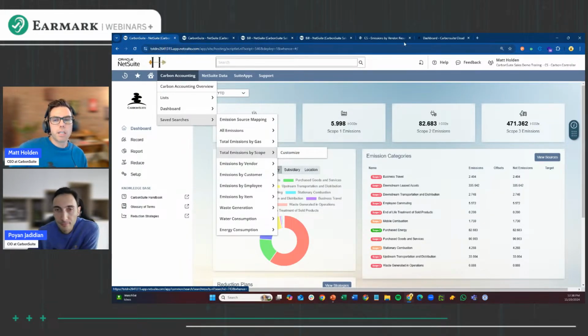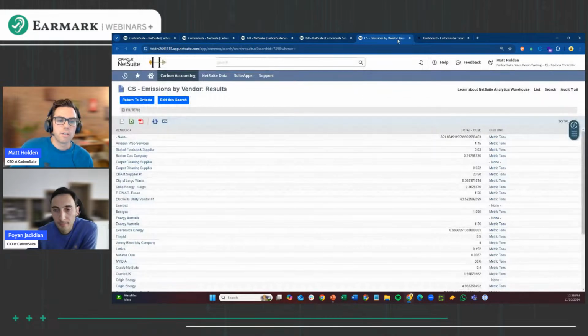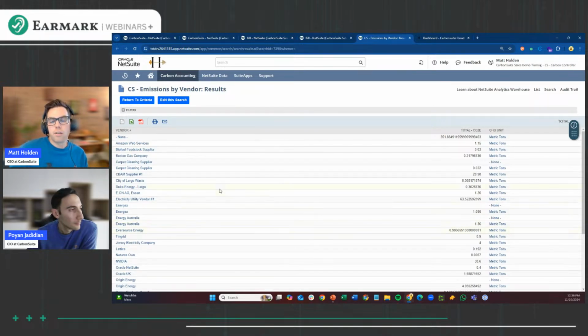So because we're taking this data directly from the financial transactions, you can now see that when the data gets pulled through from the vendor bills, from the credit card transactions, it groups it by vendor, right? So you can see within your system who are the highest emitting vendors and tie this data directly back to the suppliers and the vendors that you're purchasing from and report on it that way. So there's lots of different things you can do with the data.